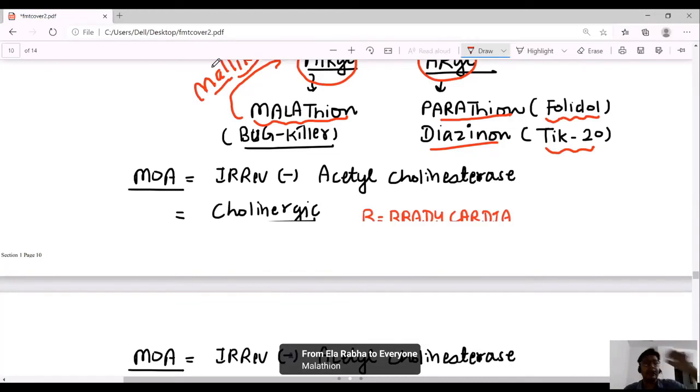Aryl phosphates are parathione and digenone. Parathione in the market is known as polydol. Digenone is known as TIC20.